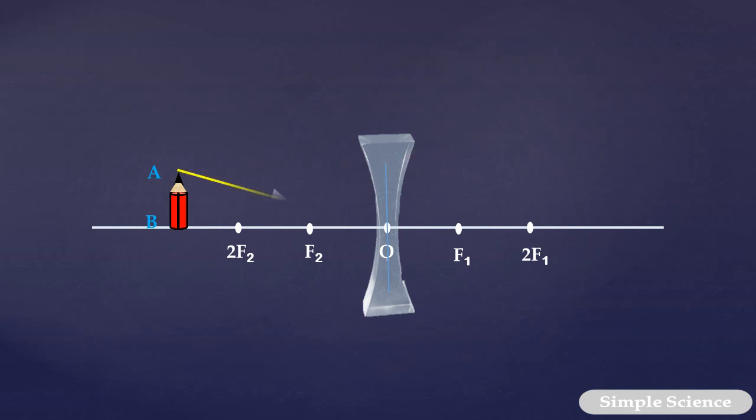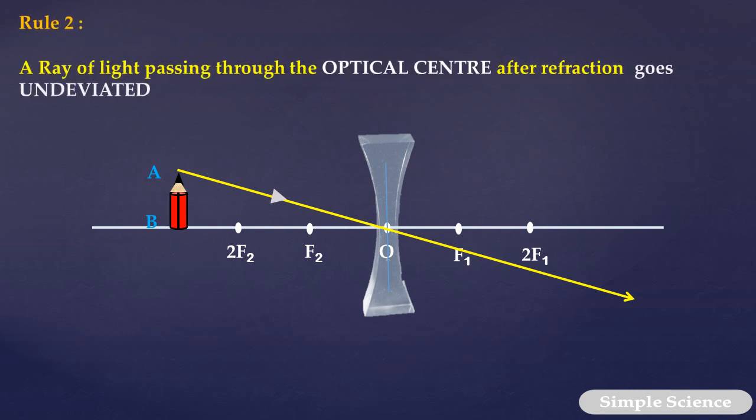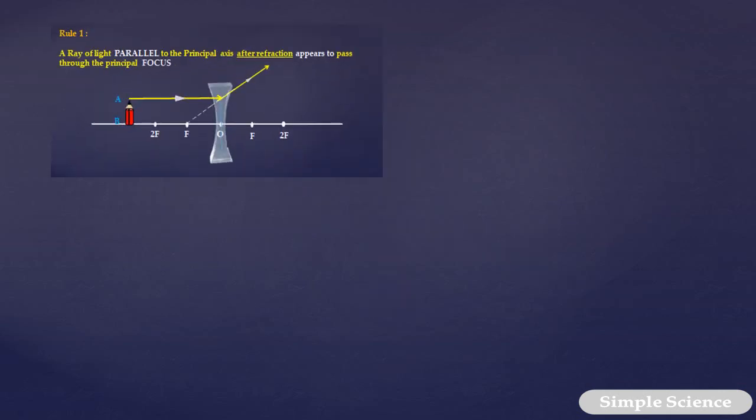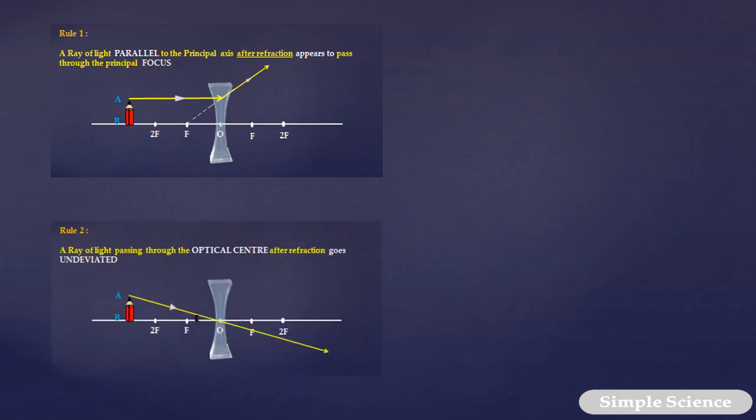The second rule says that a ray of light passing through the optical center after refraction goes undeviated. So we are going to use these two rules for the location of image. Now if you compare the rules, first rule is a ray of light parallel to the principal axis after refraction appears to pass through focus. And the second rule is a ray of light passing through the optical center goes undeviated.